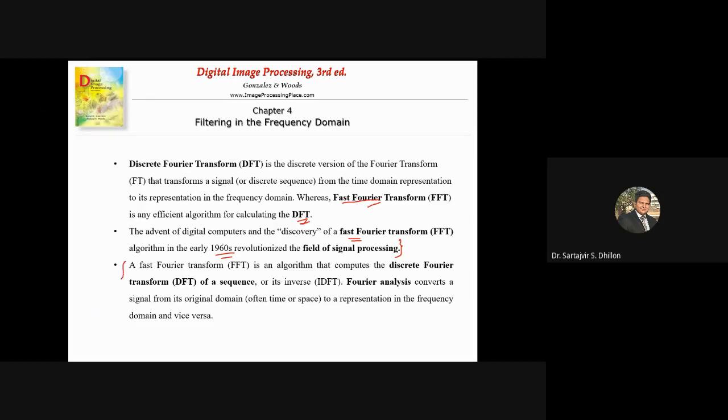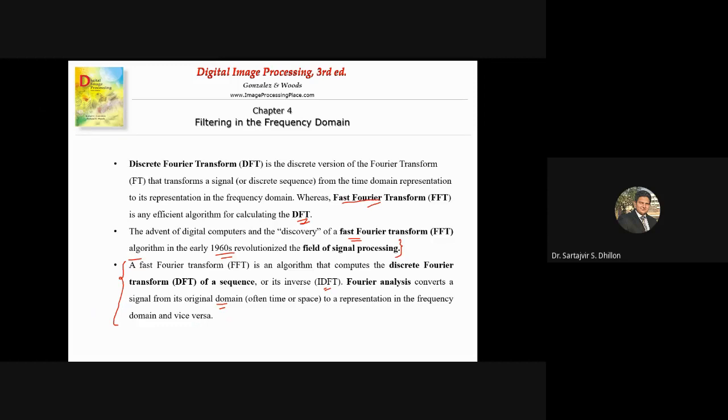And what is the fast Fourier transform? Fast Fourier transform is an algorithm that computes the discrete Fourier transformation (DFT) of a sequence and its inverse form, that is the inverse DFT. And the Fourier analysis converts the signals from the original domain, that is whatever we have covered in the previous chapter, the spatial domain in the case of digital image processing, to a representation in the form of the frequency domain and vice versa.